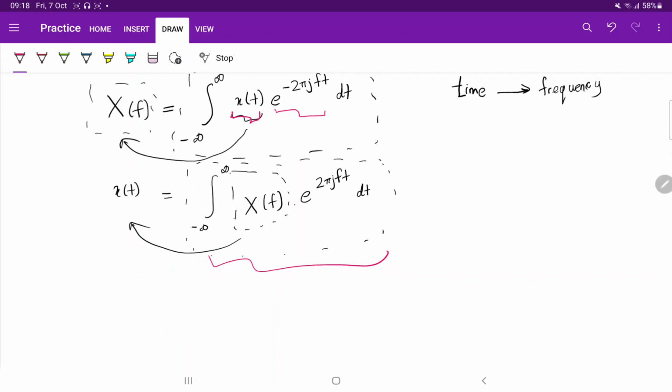Likewise, if you already know this Fourier transform function, which simply means you have a function in the frequency domain, and you would like to change back to x(t), the time domain function, what you need to do is multiply by e to the power 2 pi j f t. Actually, here we do not have this minus sign. That's the only difference. If you multiply and integrate, you are going to get x(t).